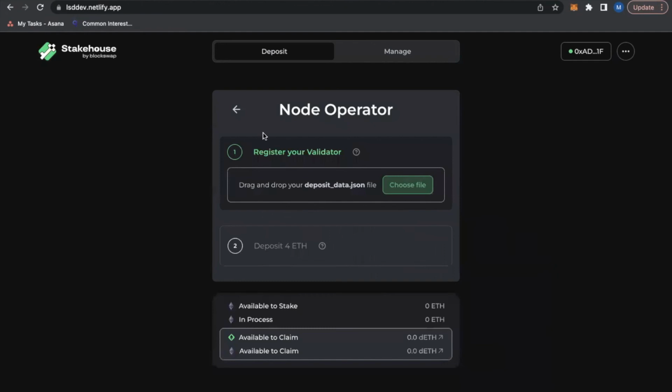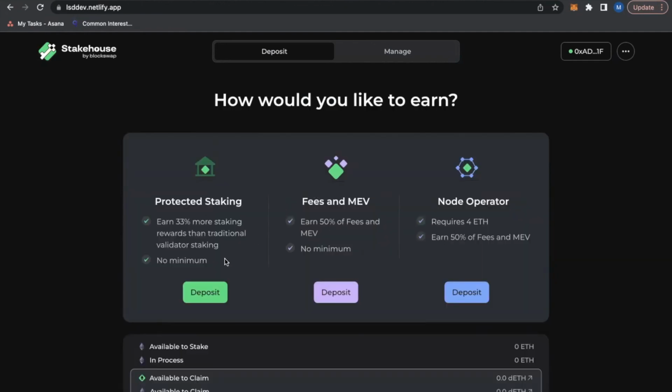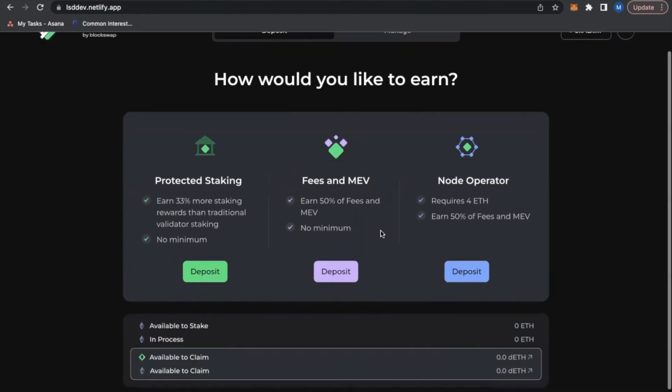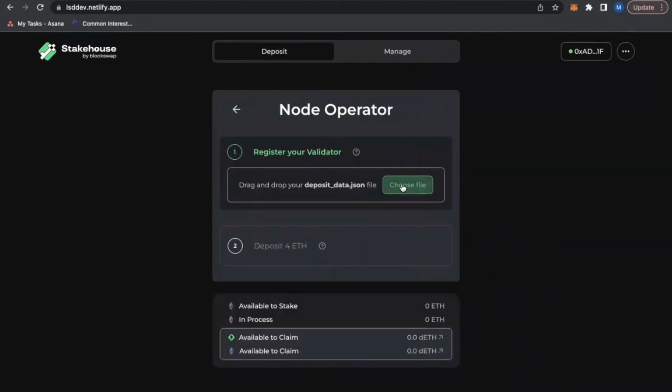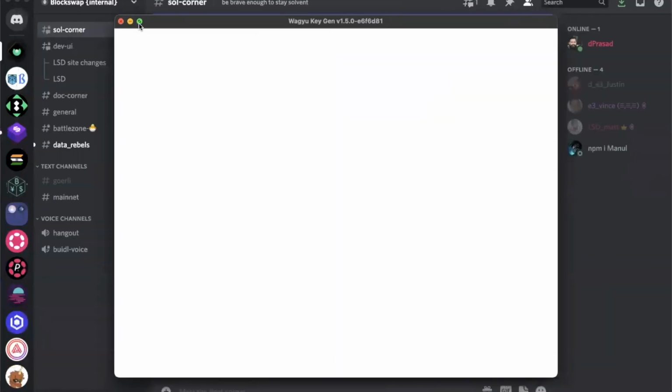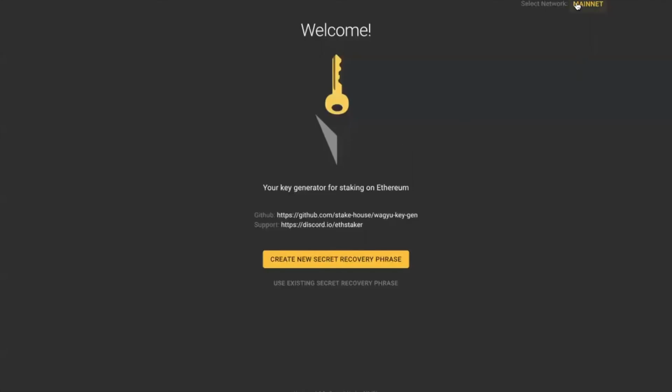Okay, so we've got different sections as you said. We had 3 pools: the protected staking, the fees and MEV, and the node operator. You deposited ETH and all, and let's see. Okay, I'll have to create one. I want to register as a node operator and just want to see how that's actually represented in the contract. Fine. We'll use Wagyu for this. Oh, I can use Wagyu? Okay, yeah, sure. Cool. I love it. Okay. Official tooling.